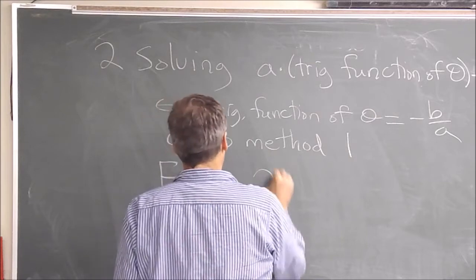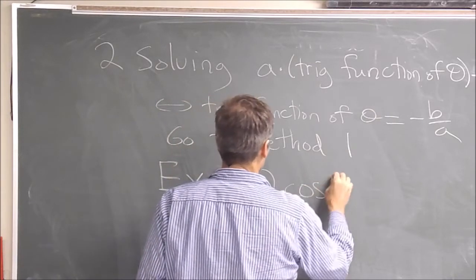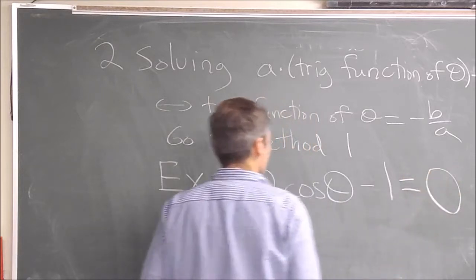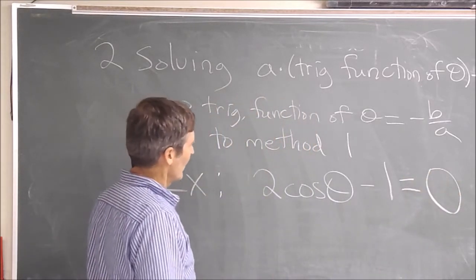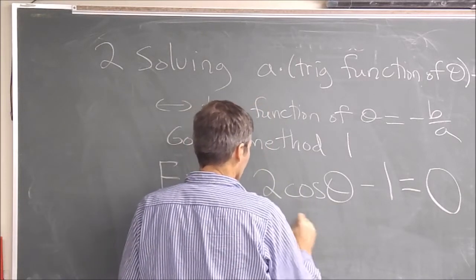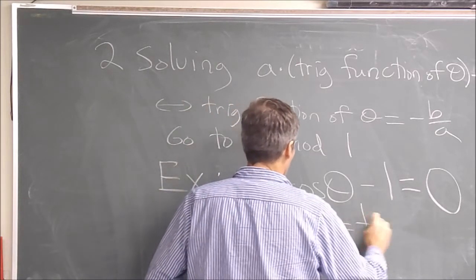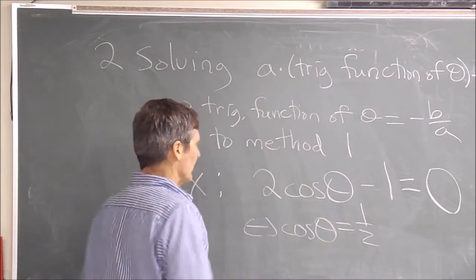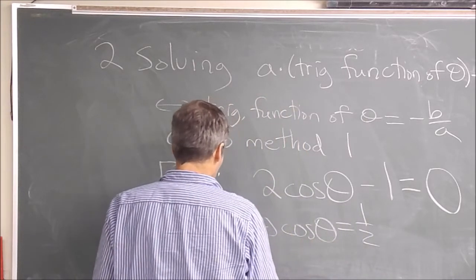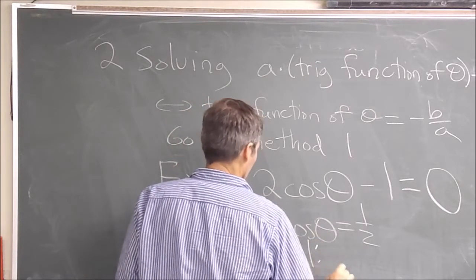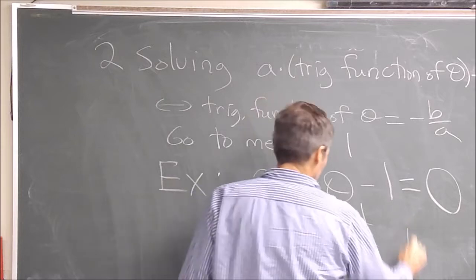Suppose I had 2 cosine theta minus 1 equals 0. How can I solve that one, right? Well, I add 1 and divide by 2 and just write it equivalently as cosine theta equals a half. And then I use method 1 because this is a trig function equal to a number. Now, method 1 says this. I draw the unit circle.